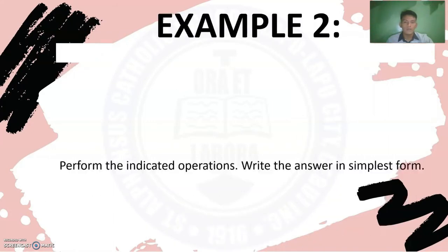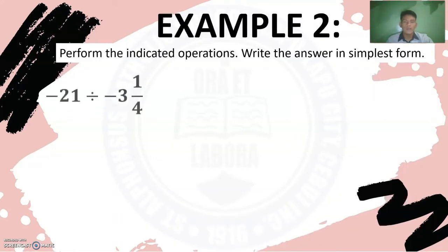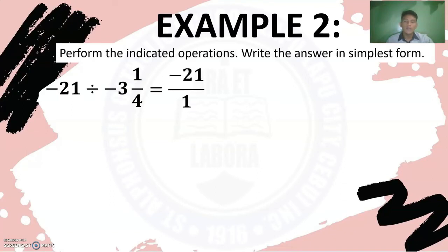Example number 2. Negative 21 divided by negative 3 and 1/4. Negative 21 has a denominator of 1, divided by our second fraction, which is a mixed number. We will change that into a fraction form.